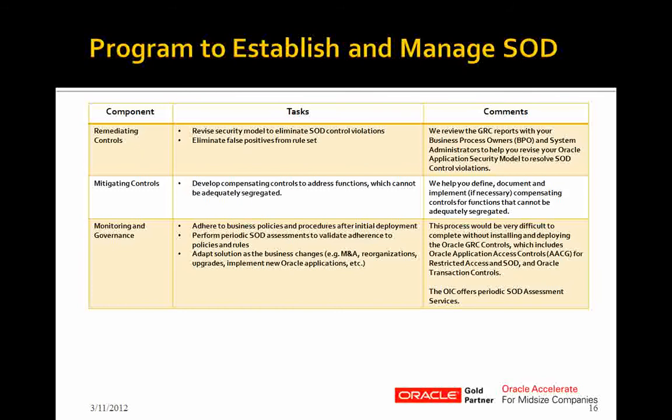Now, if you choose not to revise the number of functions assigned to a user, maybe due to constraints in your resources, then we can help you mitigate these controls. We help you define, document, and implement, if necessary, the compensating controls for functions that cannot be adequately segregated. We help you just document, hey, look, we know that we have a violation here, but here's what we do to mitigate the risk of fraud or the risk associated with that control.